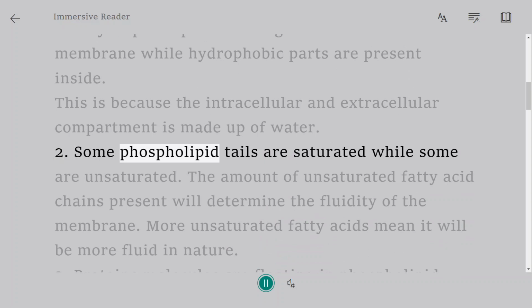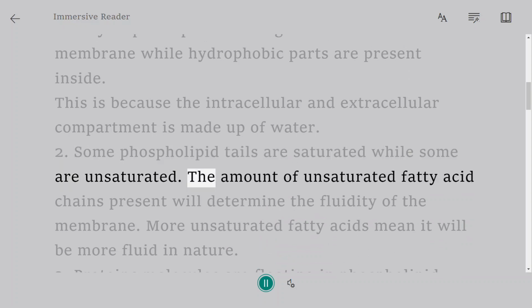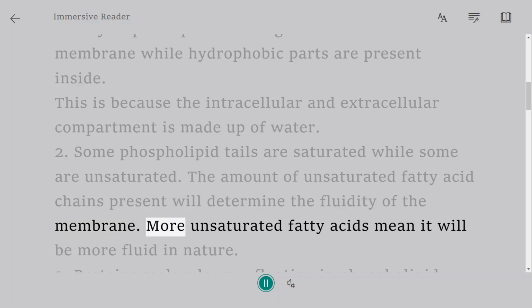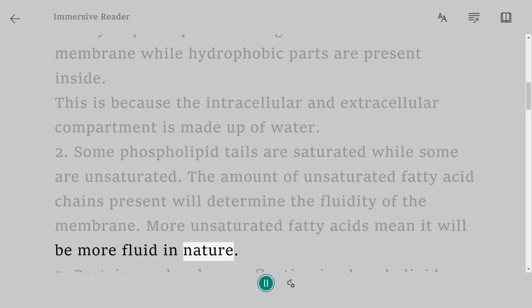2. Some phospholipid tails are saturated while some are unsaturated. The amount of unsaturated fatty acid chains present will determine the fluidity of the membrane. More unsaturated fatty acids mean it will be more fluid in nature.